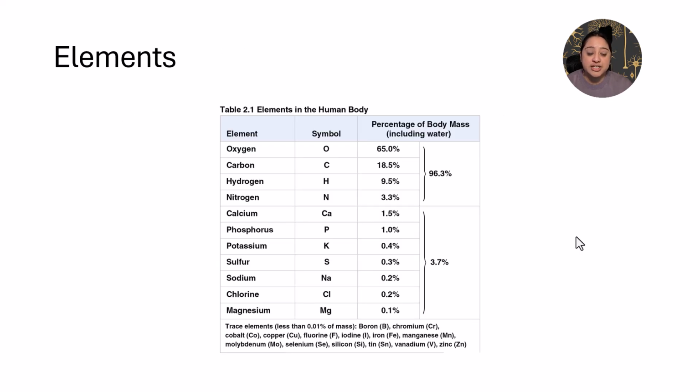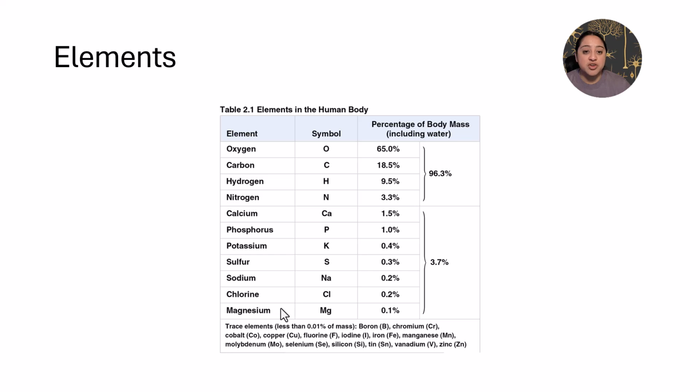So here's a breakdown of the elements in the human body. Again, the most is oxygen, carbon, hydrogen, and nitrogen. That makes up 96% of your body, including water. And then the remainder is other stuff that's important: calcium, phosphorus, potassium, sulfur, sodium, chlorine, magnesium, and then trace elements.